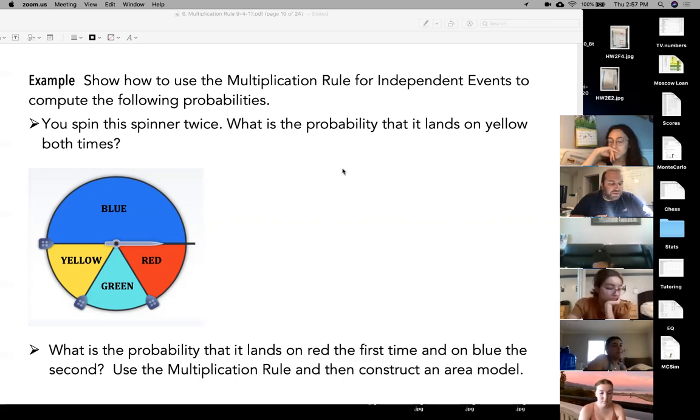Yes. Because of that, if I want to know the probability that it lands on yellow both times, I can just compute the probability that it lands on yellow the first time, and the same thing for the second time, and then just multiply them. So what is the probability that the first one lands on yellow? Look at the spinner, and tell me the probability that the first one lands on yellow. 1/6, yeah. Excellent, 1/6.